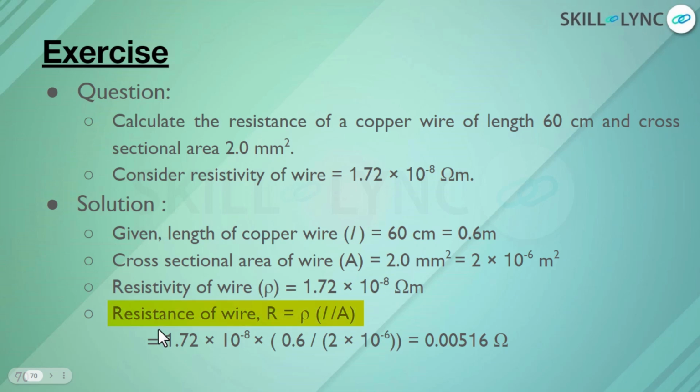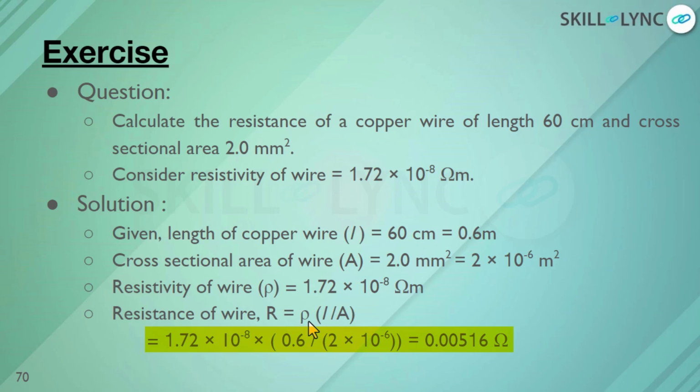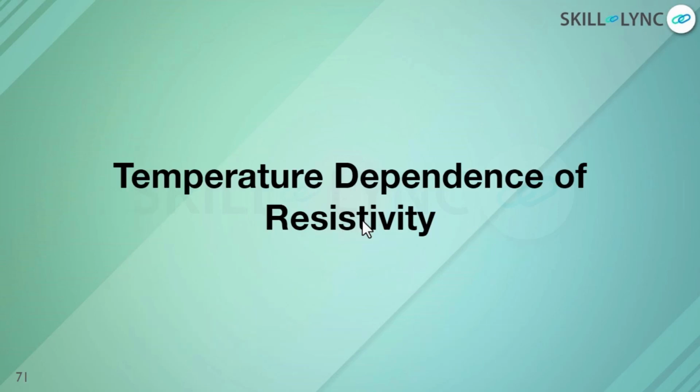As we have studied, the resistance of the wire R is equal to rho L by A. Therefore, we are going to first find out the resistance of the wire. By putting numerical values into this equation of resistance, we can write rho as 1.72 into 10 power minus 8 multiplied by L, that is 0.6 meter, and cross-sectional area A, which is 2 into 10 power minus 6 meter square. On solving this equation, we get the resistance of the wire equal to 0.00516 ohms.